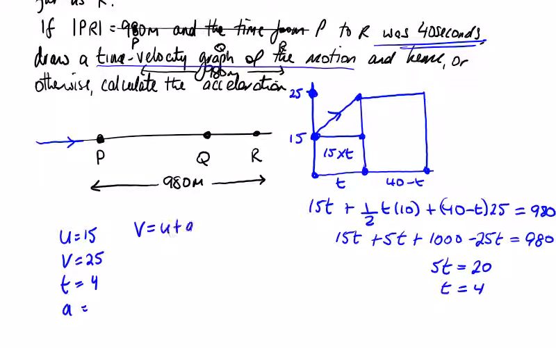v = u + at. 25 is equal to 15 plus 4a. 4a equals 10. So a is 2.5 meters per second squared.